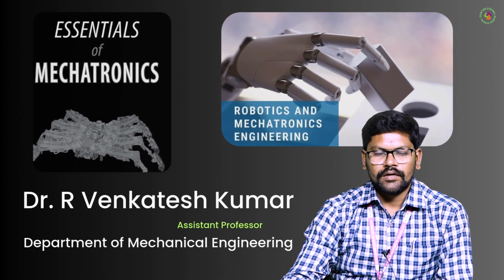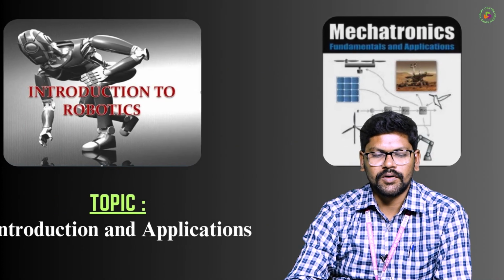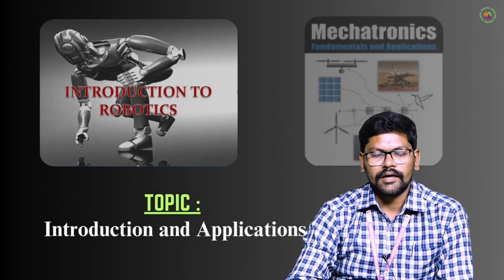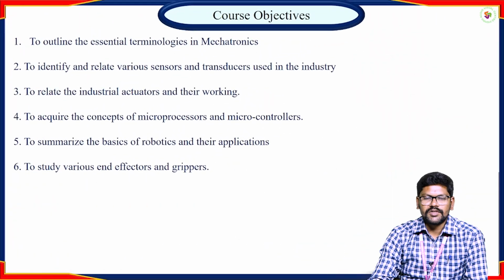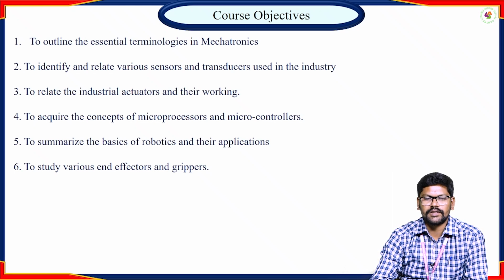Today, we are going to discuss the importance of the course Essentials of Mechatronics and Robotics. The topic name is Introduction and its Applications. The objective of the course is to outline the essential terminologies used in mechatronics. For example, we have different elements present in mechatronics: sensors, actuators, signal conditioning units, and microcontrollers.